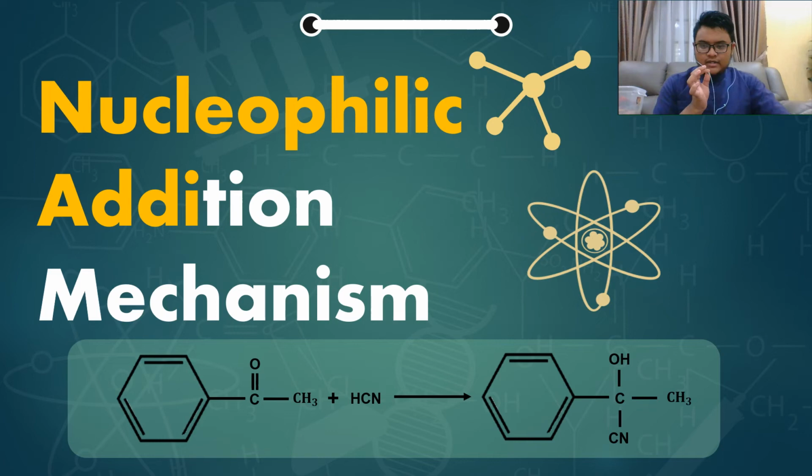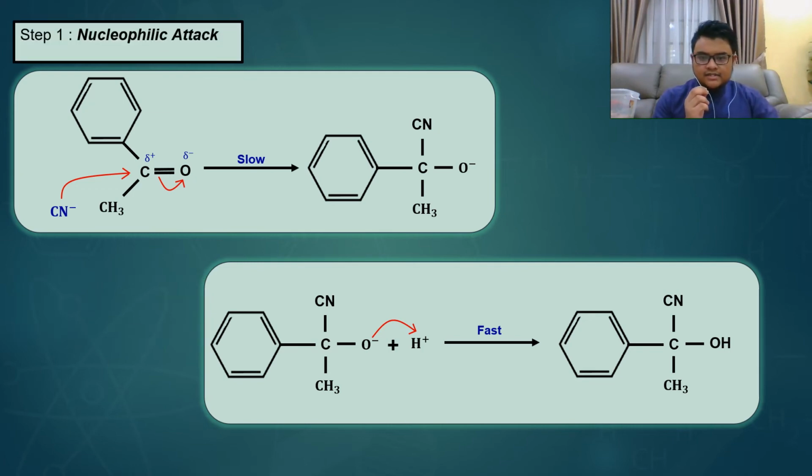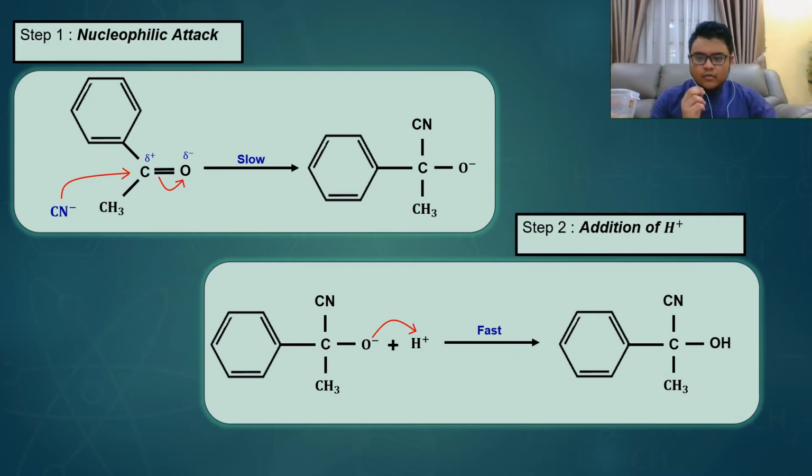There are two steps of the nucleophilic addition mechanism, which are step 1, nucleophilic attack, and step 2, addition of H+. When we want to draw the structure of 1-phenylethanone, it must be trigonal planar. This structure allows the attack of the nucleophile, which is CN minus, to occur from the backside.